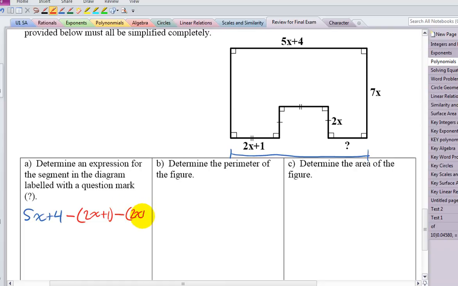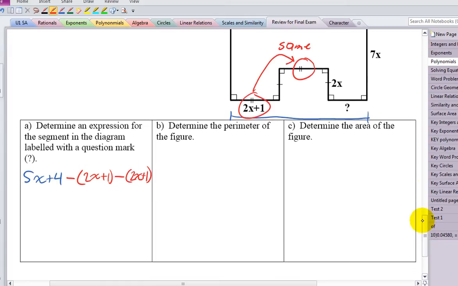How did you know that that measurement were the same? Yeah, they're the same because they're the same markings. Okay? So you got to know that they are the same. Good. Go ahead, find that missing piece then. X plus 2? Yeah. Good.